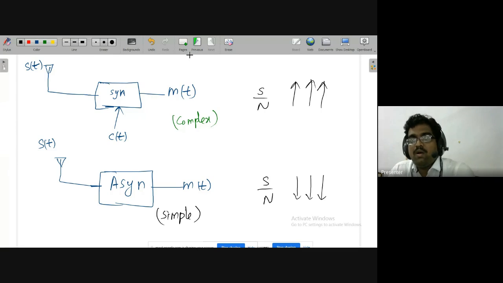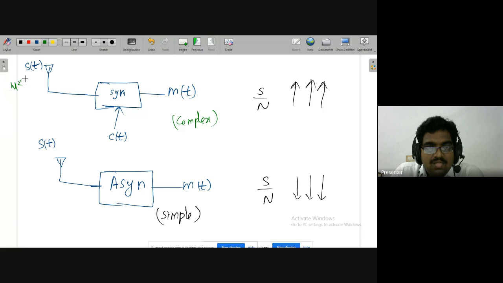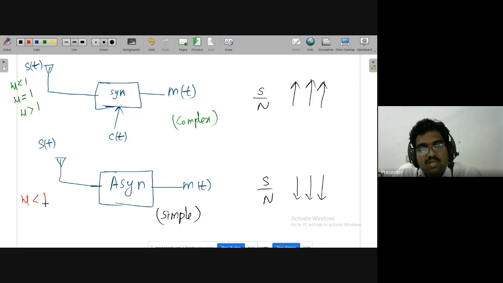Again, one more problem is with the mu. See, in general, mu can be less than 1. Okay, mu can be equal to 1, mu can be greater than 1. But if you use asynchronous receiver at the receiver side, only it will work if mu is less than 1. If mu is greater than 1, this asynchronous receiver will not work. That is another problem.